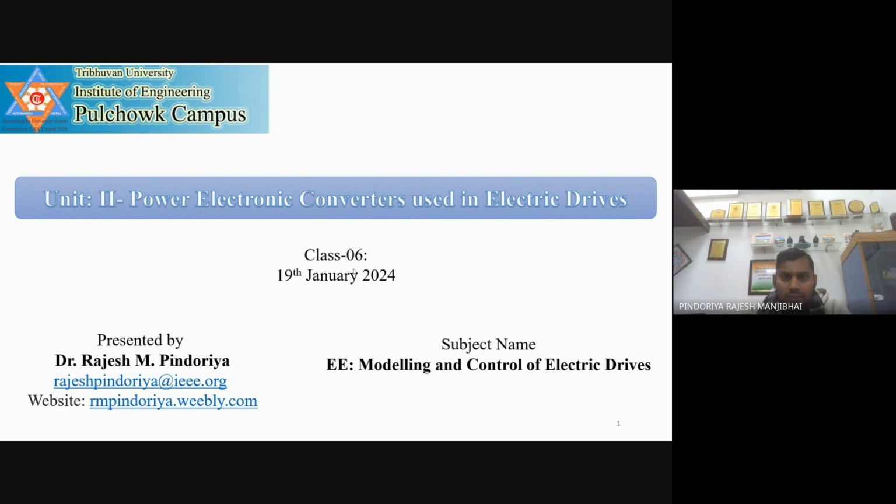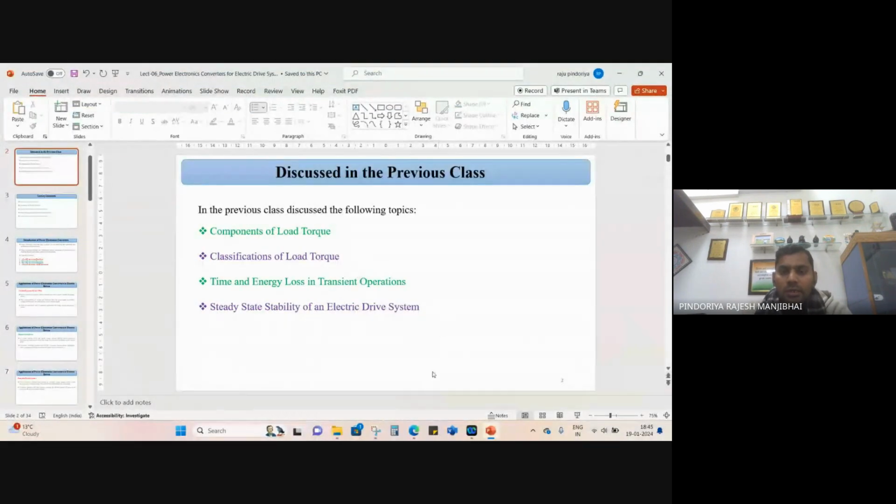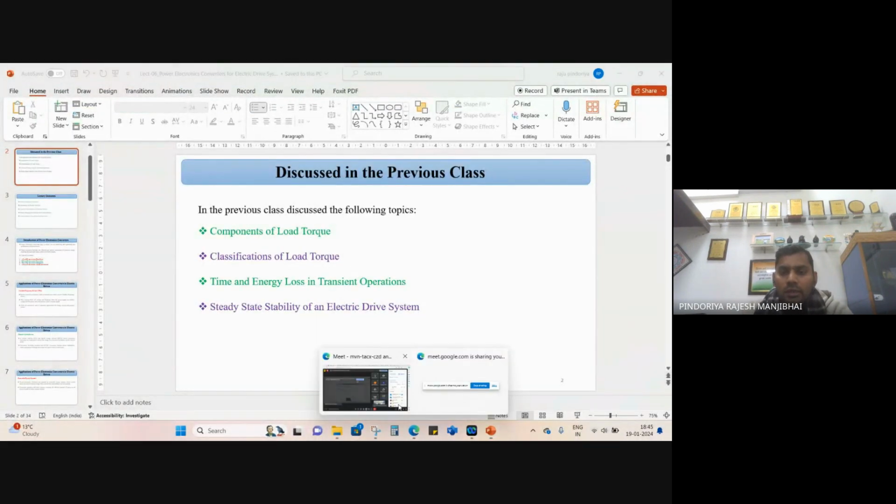Today we have the sixth class, and today we will discuss the second unit, that is, the power electronics converters used in electric drives. In the previous class, that is the first class, we already discussed the components of the load torque, classification of the load torque, time and energy losses in transient operation, and steady state stability of electric drives.